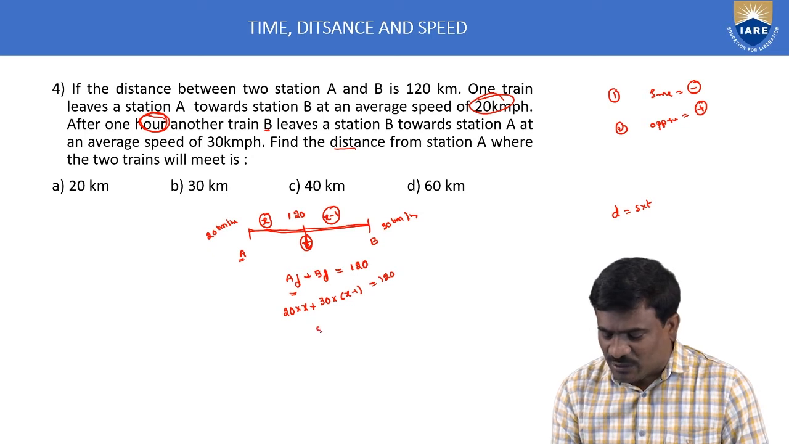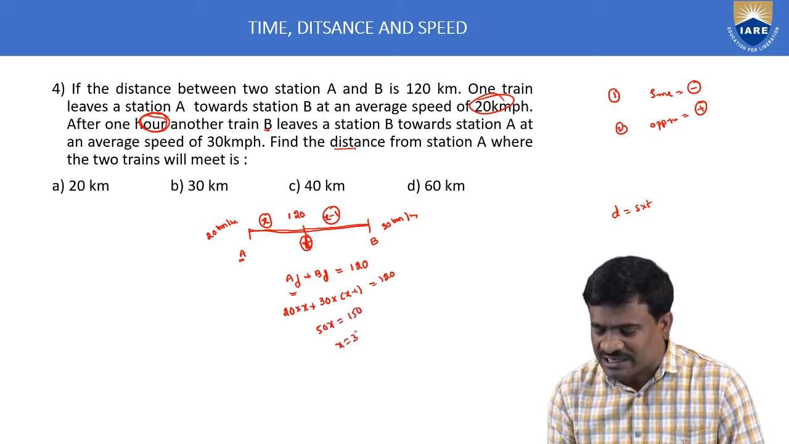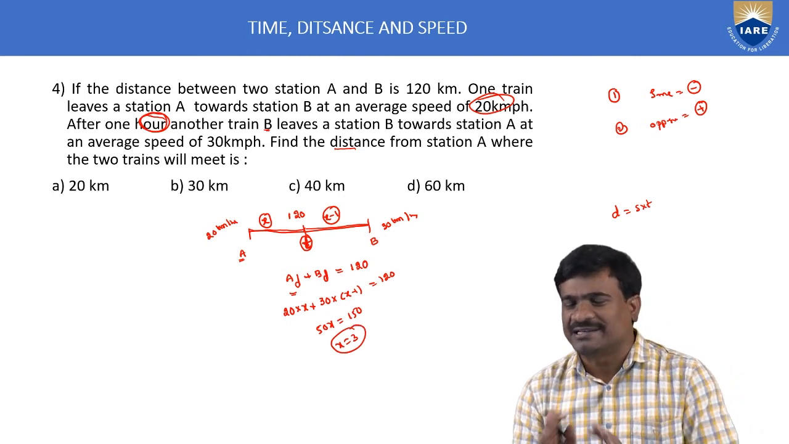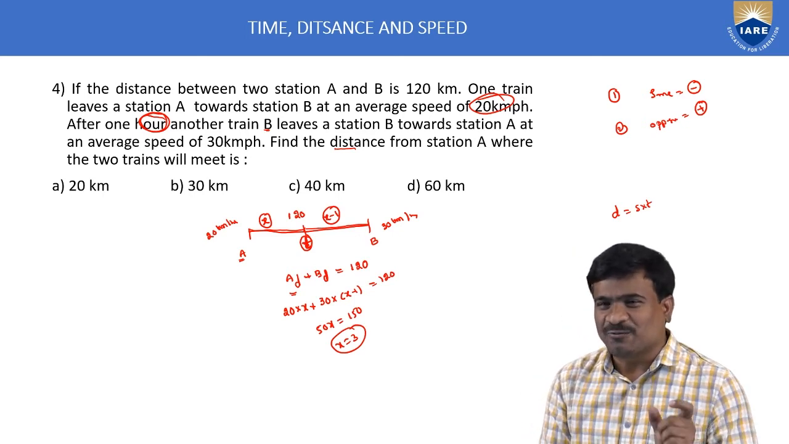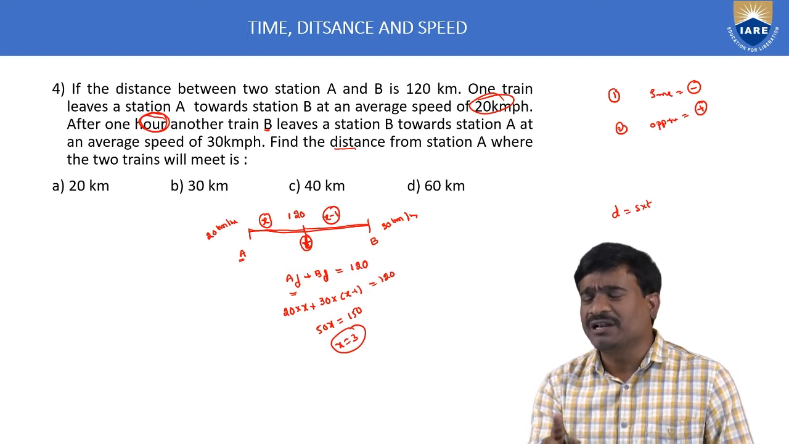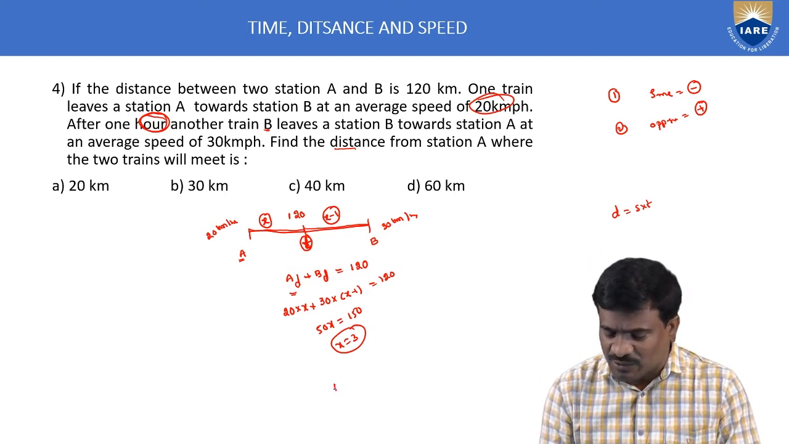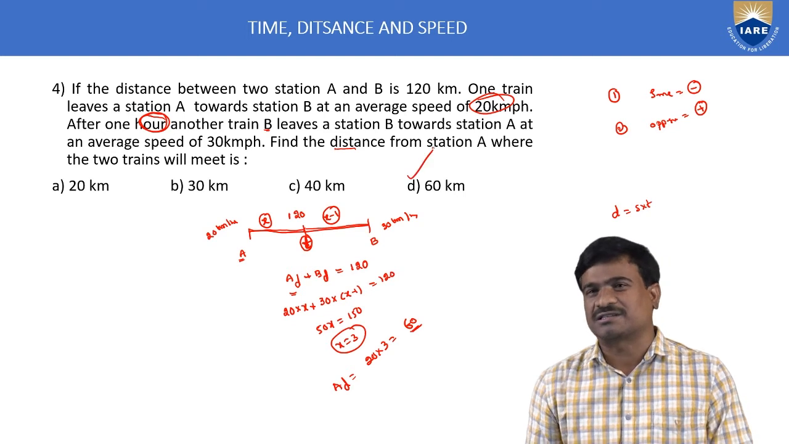This gives 50x is equal to 150, so x is equal to 3. After 3 hours they will meet, but we want the meeting distance, not the meeting time. Here we find the distance up to the meeting point, that means A distance. A distance is equal to 20 into x, 20 into 3 is equal to 60. Option D is the only correct answer.